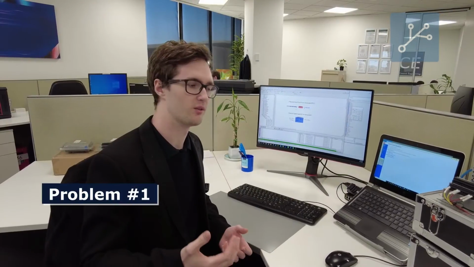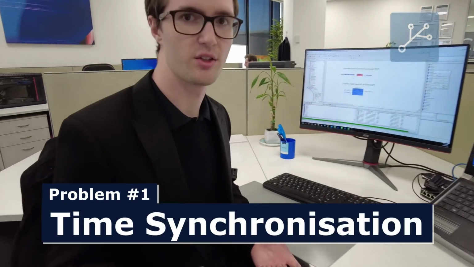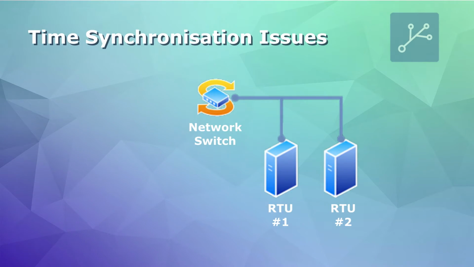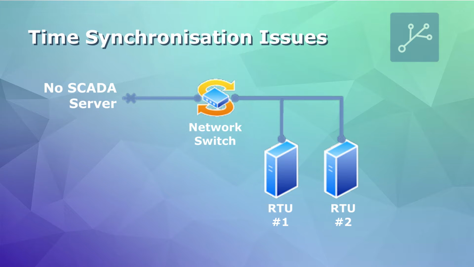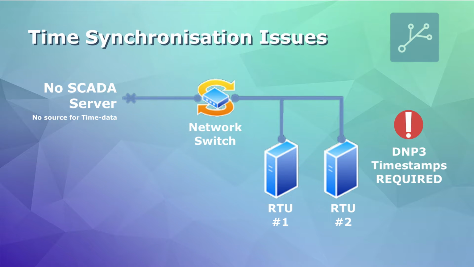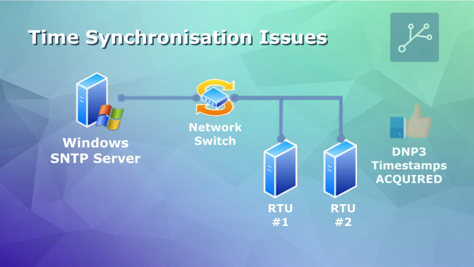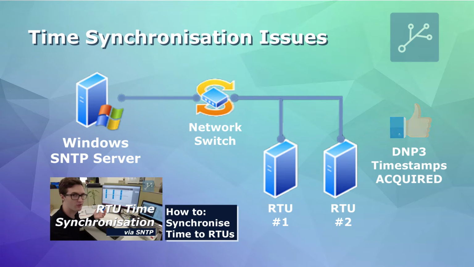One of the major problems we had was the time synchronization. With time synchronization, we didn't have a SCADA server to connect to, so we didn't really have a pure source for time and date data. So to have an actual server to provide time and date data for DNP3 communication, which is a prerequisite, we created a server on the Windows machine, and you can refer to one of our previous videos on how to configure the SNTP server, which is how we transmitted the time and date data.